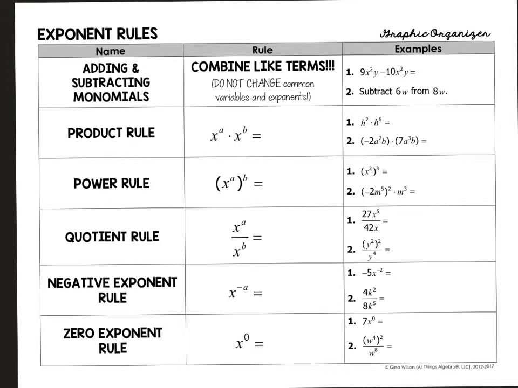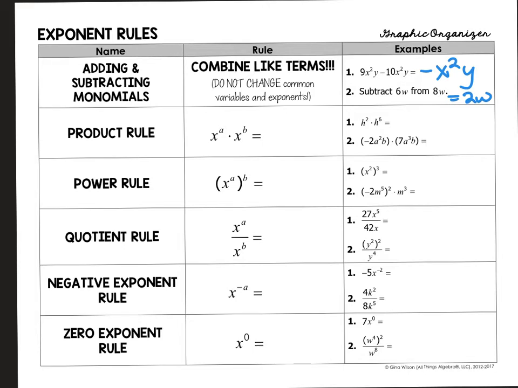Okay, so combining like terms, we simply combine the coefficients, but we do not change the variable expression, so we do not change our exponents. So for this one, you have 9x squared y minus 10x squared y, which is negative x squared y, or negative 1x squared y. Part 2 says subtract 6w from 8w, so you would go 8 minus 6, which equals 2w. Since it says subtract 6 from 8, you would take 6 away from 8.